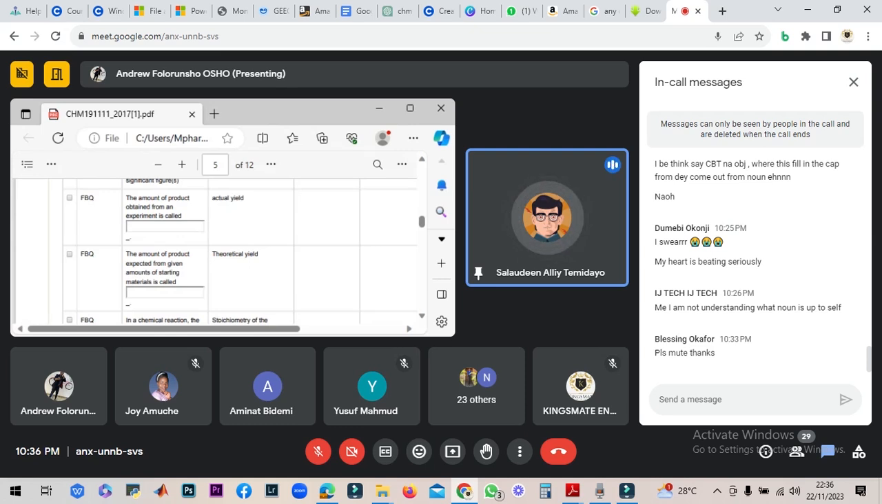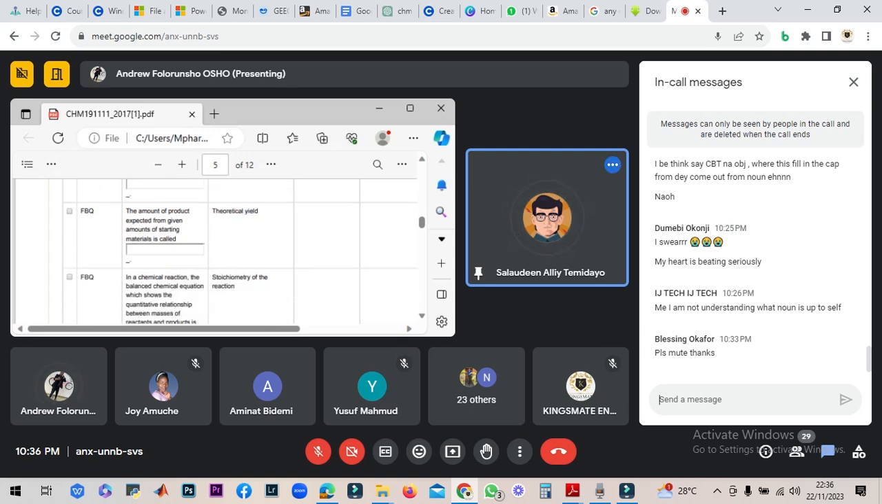Now the theoretical yield, that's the next question. The amount of product expected from a given amount of starting materials is called theoretical yield. That's what you calculated before. That's what you've been expecting. So that means you've gotten your theoretical yield. That's when you have a high percentage.